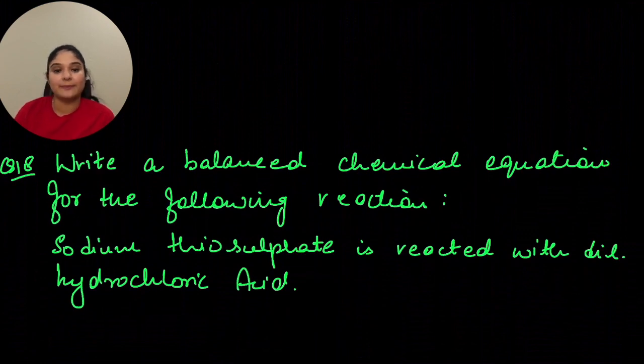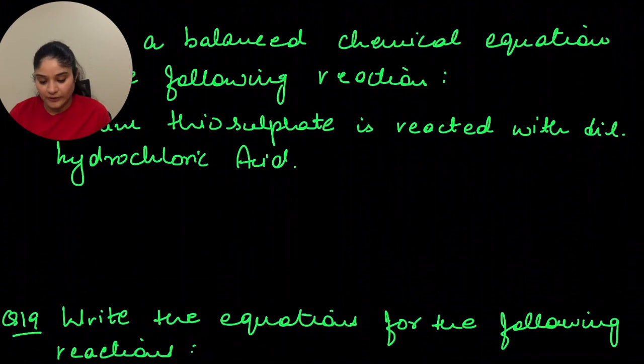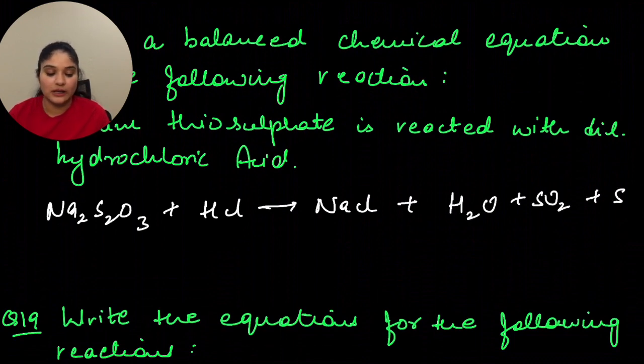18th question. Write a balanced chemical equation for the following. Sodium thiosulfate is reacted with dilute hydrochloric acid. Okay, so sodium thiosulfate is Na2S2O3 plus hydrochloric acid HCl. That will give me NaCl plus H2O plus SO2 plus sulfur.